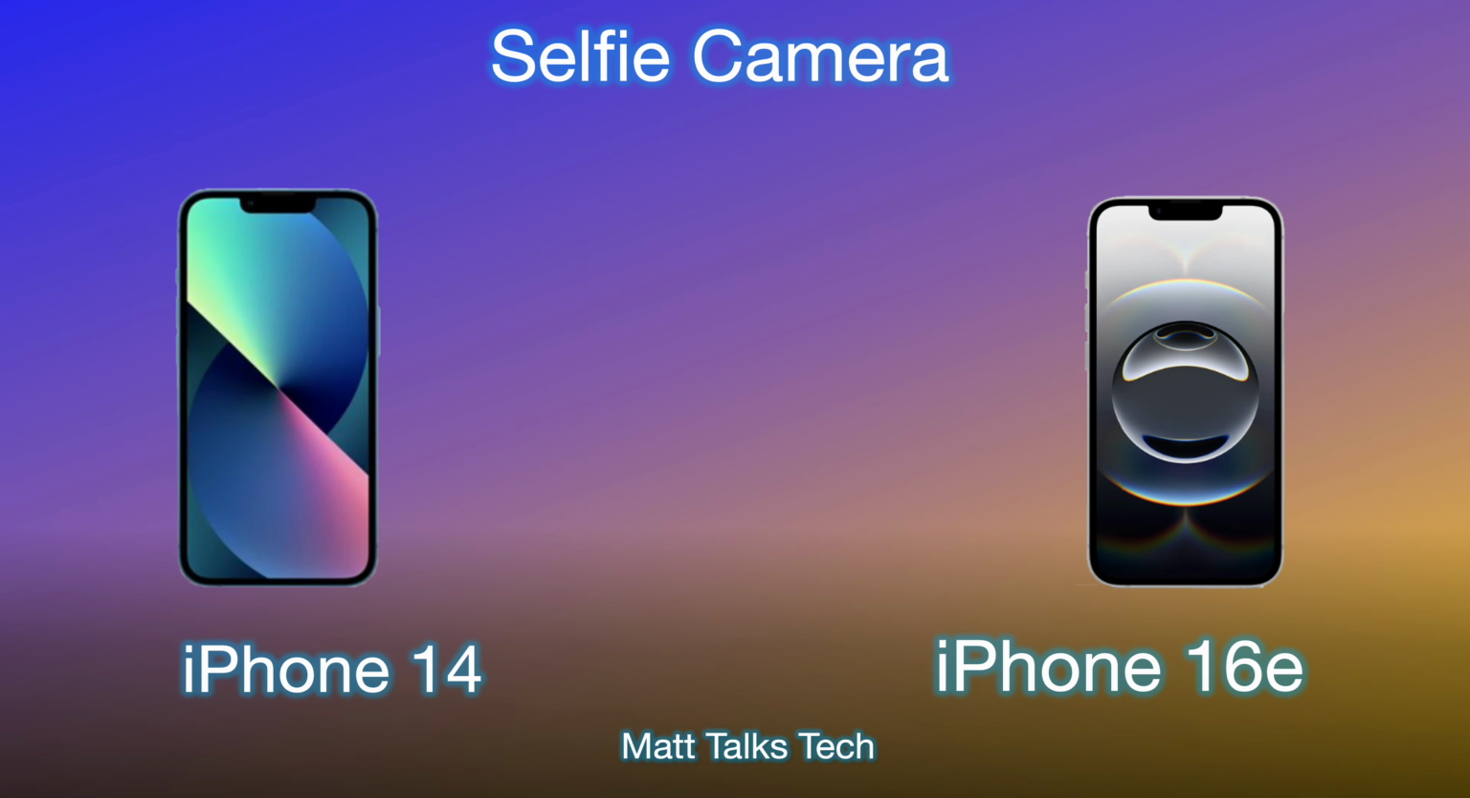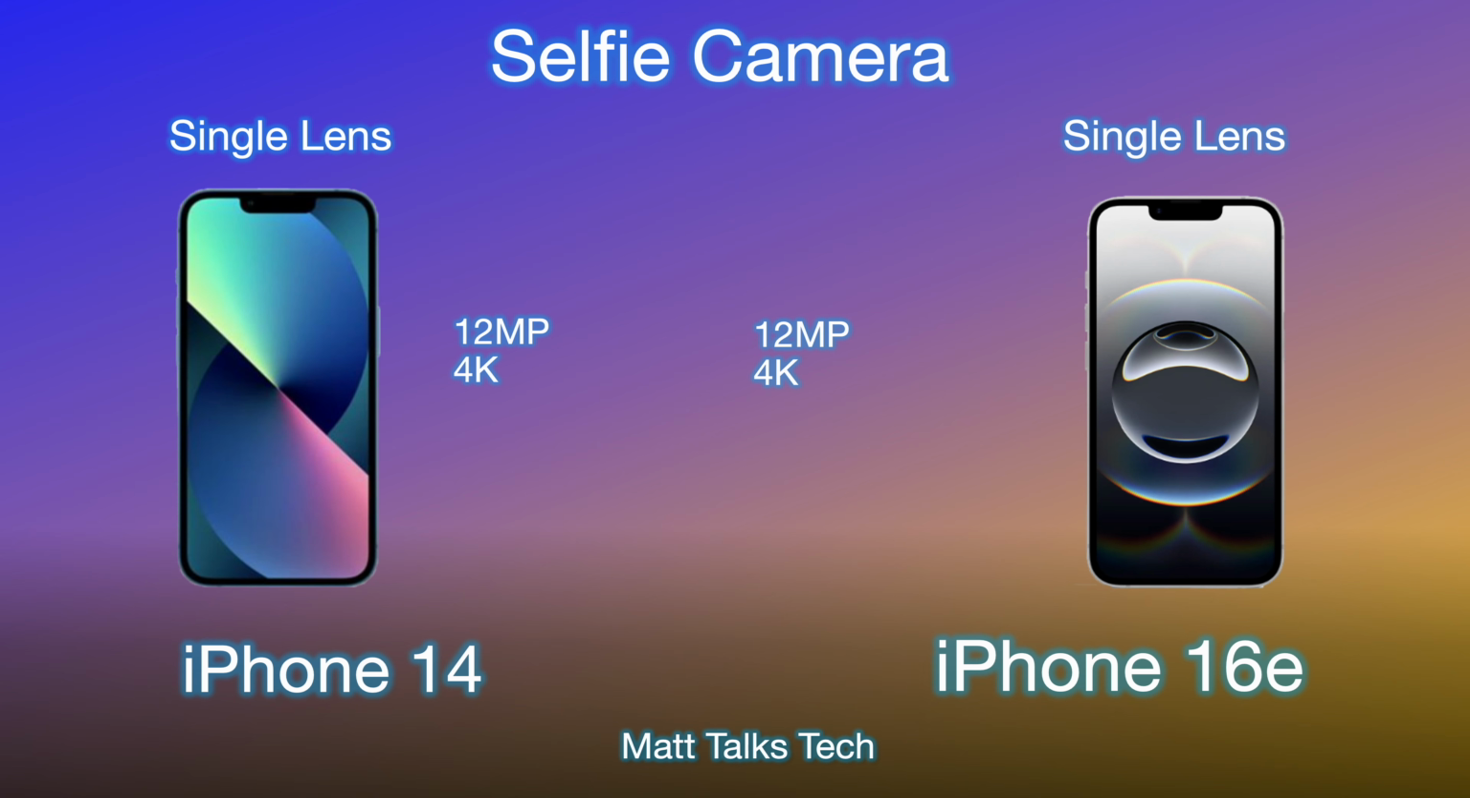But then switching over to the front cameras, well, both of them actually have the same selfie camera. It's a 12 megapixel one. This was the same 12 megapixel camera that was introduced with the iPhone 12. It was in the 13 and on the 14 normal and the 14 Plus. And this has obviously been transferred over to the iPhone 16e, which is still a very good front-facing camera.